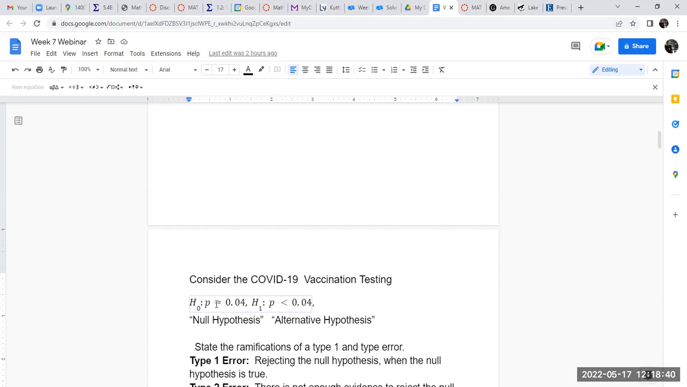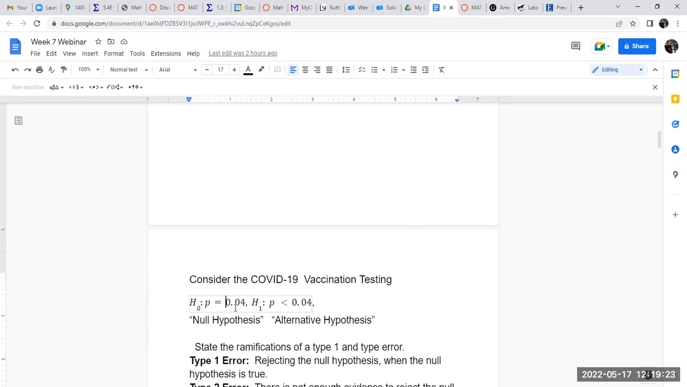Okay. So with H naught, it's always going to have an equal sign. So P equals 0.04 in our case, because if the vaccination doesn't work, then you have a 4% chance of getting COVID, right? So that's H naught. H naught is what you're trying to show is not correct. H1 is what you're trying to show is correct. Sometimes I'll call the H naught the status quo. Status quo is, it doesn't do anything.